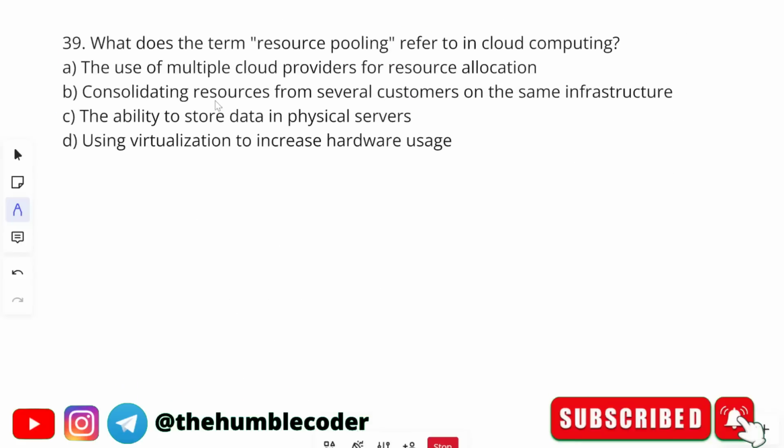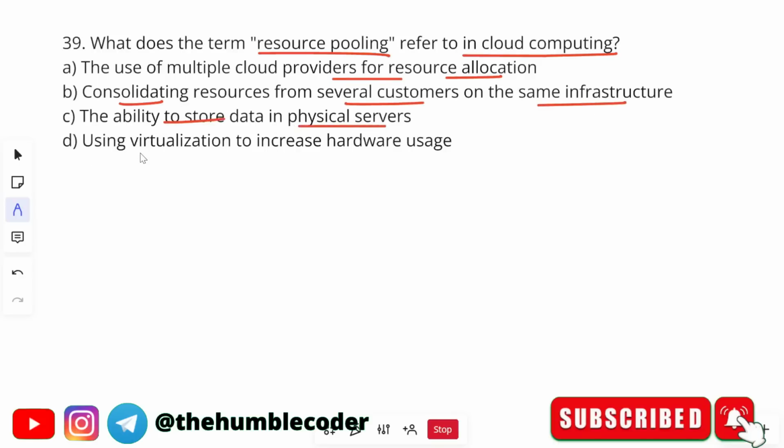Okay, let's now see next question that we have. What does the term resource pooling refer to in cloud computing? Okay, let's see the options that we have. The use of multiple cloud sub providers for resource allocation. Option B is consolidating resources from several customers on the same infrastructure. Option C is the ability to store data in physical servers. And option D is using virtualization to increase the hardware usage.